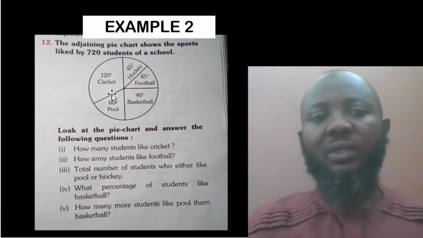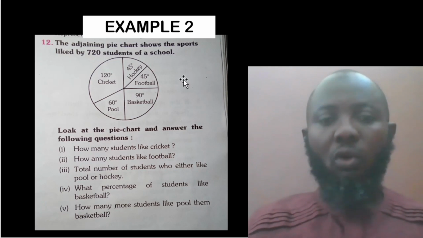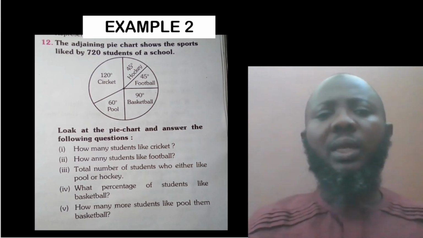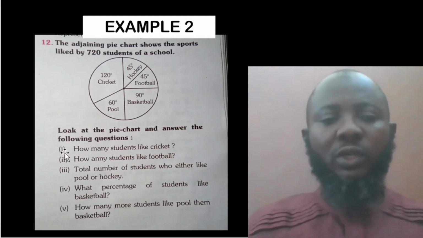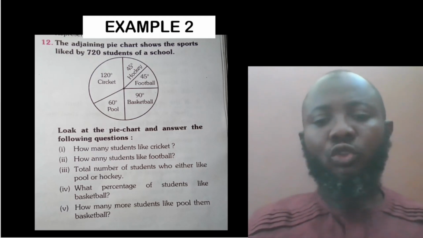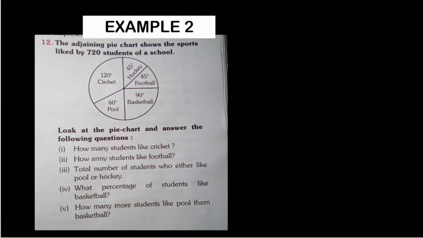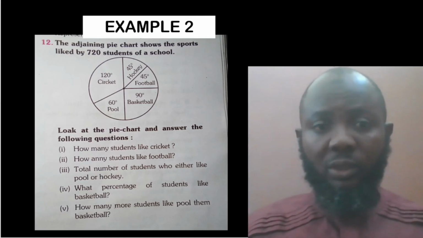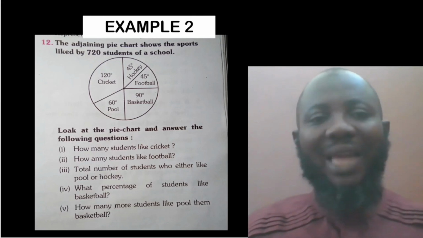Under example 2, we have the adjoining pie chart that shows the sports liked by 720 students of a school. Now, the question is, look at the pie chart and answer the following questions. The first question is, how many students like cricket? Mind you, you notice that we have been given the total number of students in the school, which is 720.